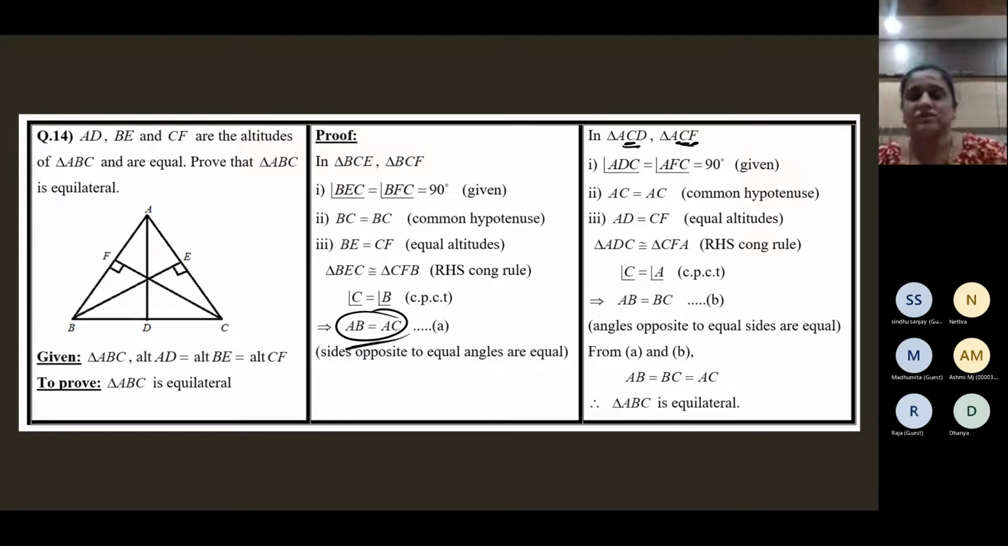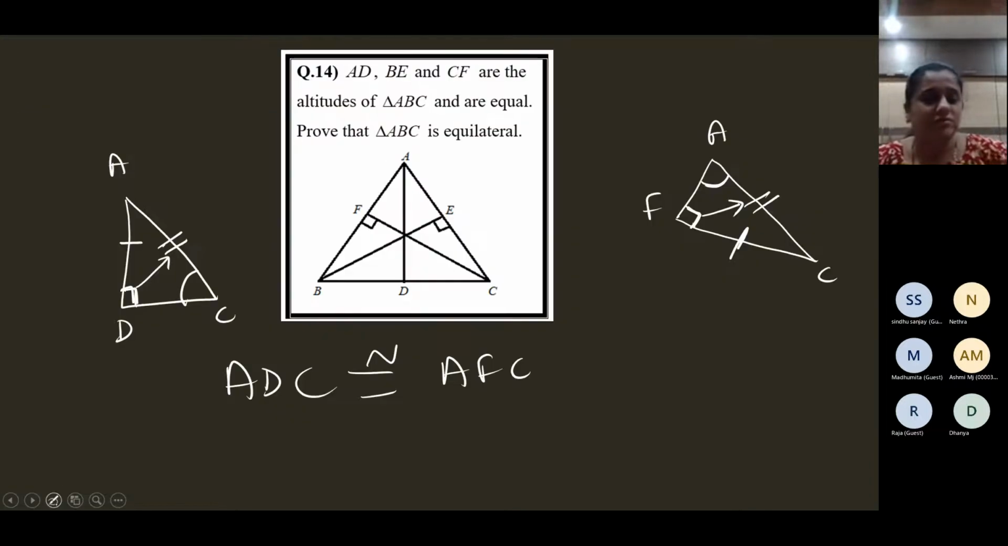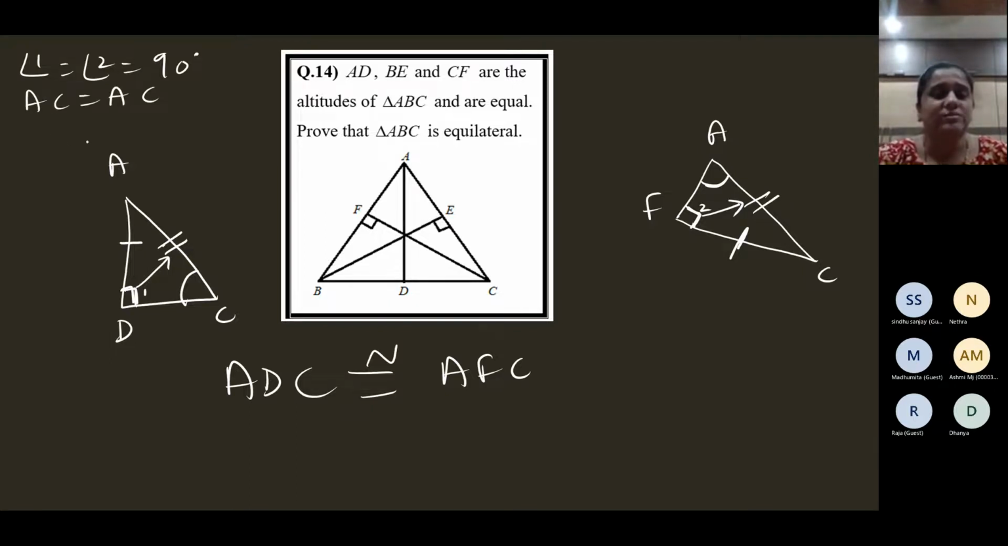So I'll just take the information from here itself. What are the information we have? I'll just number it 1 and 2. Angle 1 is equal to angle 2, 90 degrees. And then we have hypotenuse AC is equal to hypotenuse AC. And some other side AD is equal to CF. Now, how I told you, take up that information.